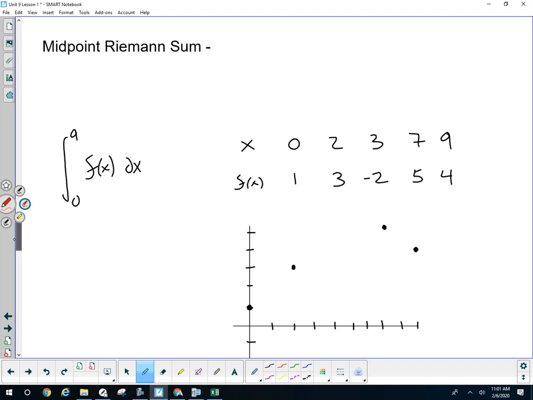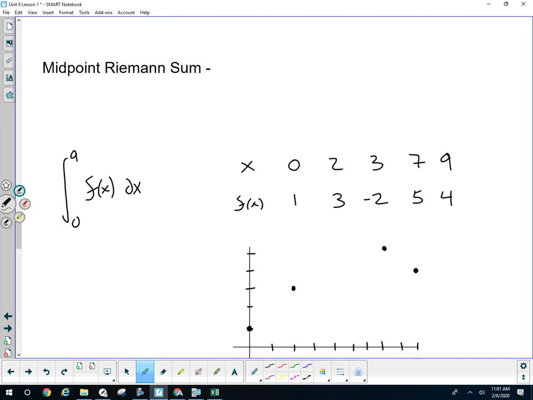Midpoint. Now, I was supposed to put in more information, but I didn't, so please include this information. 1 is between 0 and 2. Let's say the height ends up being 2. 2.5 between 2 and 3. Let's say the height's actually 3. 5, which is between 3 and 7. Height's 0. And 8, which is between 7 and 9. The height is actually 6.